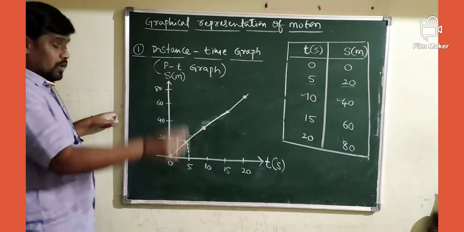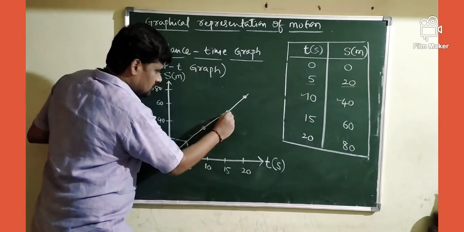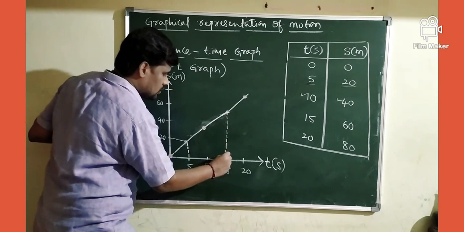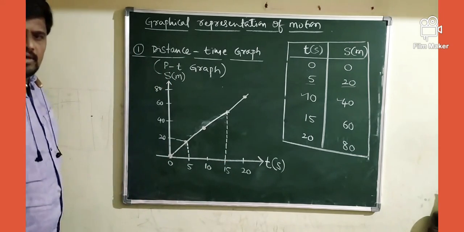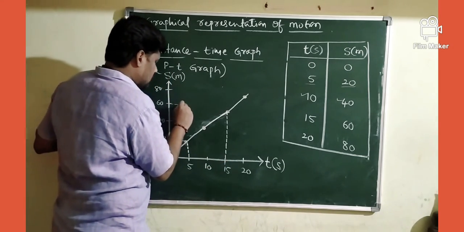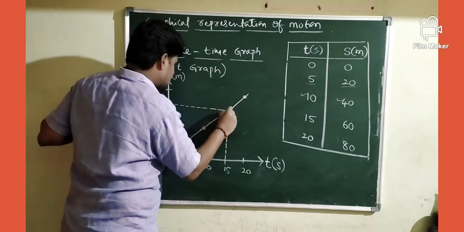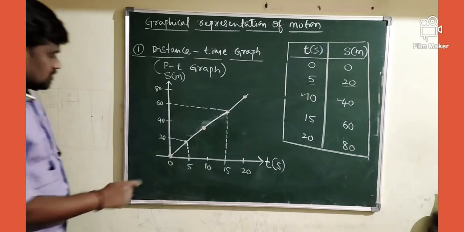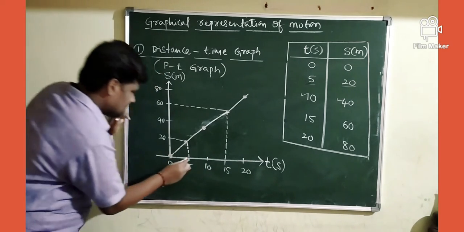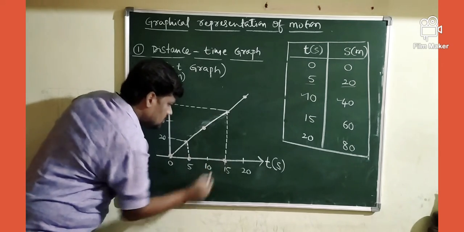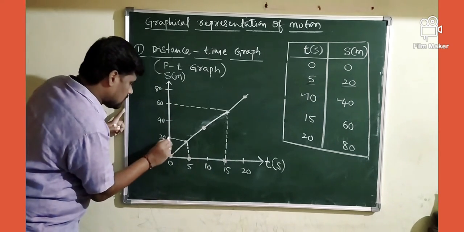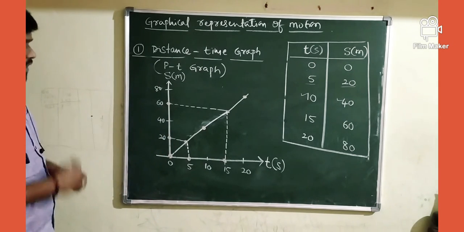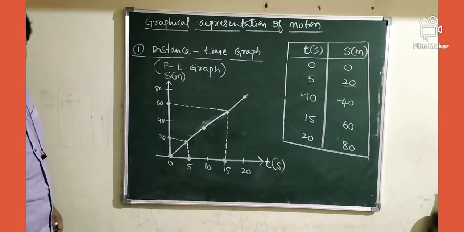One more point I am selecting, and from this point draw a line so that it intersects the x-axis. From the same point draw one more line and it should intersect the y-axis. I got 2 points on the x-axis, this one and this one, and 2 more points I got on the y-axis. 2 points on the x-axis and 2 points on the y-axis.